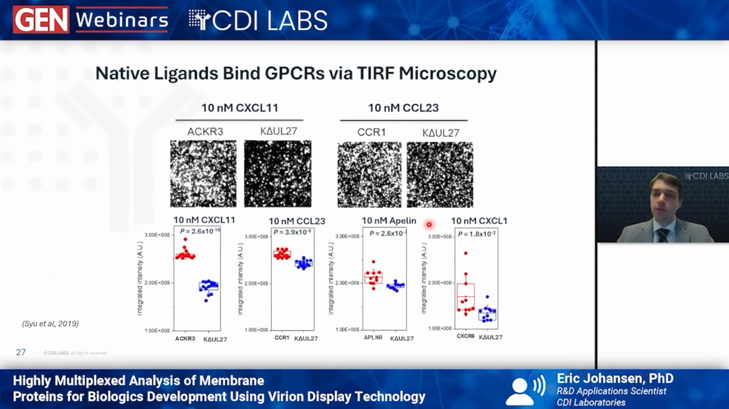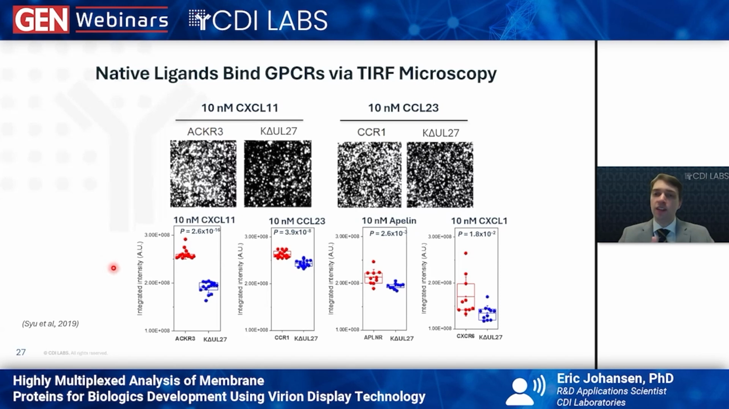As I mentioned earlier, we can also use TIRF microscopy to observe binding of the native ligands to the GPCRs. TIRF microscopy is a method by which you can look at a very thin layer of a given cell, or in this case, virus particle, and only look at the membrane layer in which the GPCR is contained. When we do this with fluorescently labeled ligand, we're able to see that each GPCR is able to bind its cognate ligand specifically over our negative control.